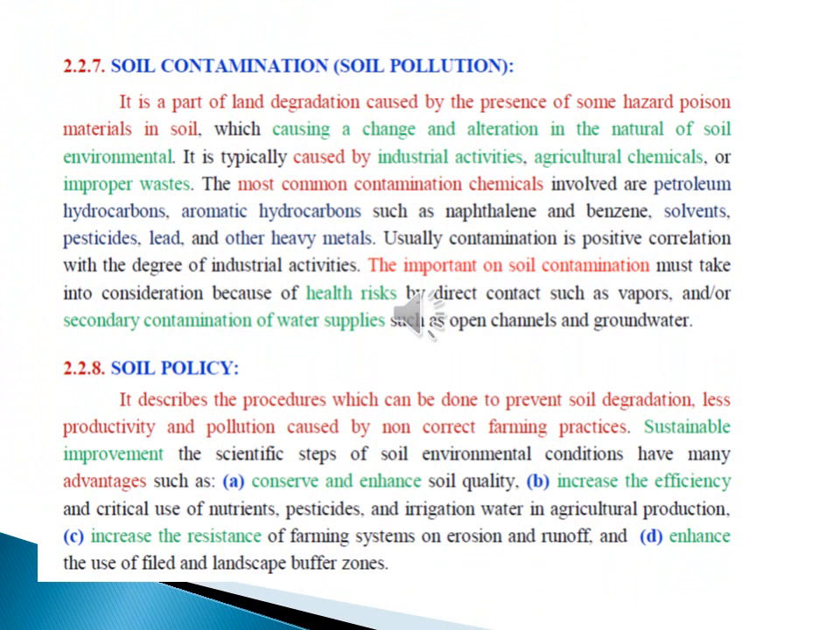Soil contamination is a part of land degradation caused by the presence of some hazardous poisonous materials in soil, which cause a change and alteration in the natural soil environment, while soil porosity describes the procedures which can be done to prevent soil degradation, less productivity, and pollution caused by incorrect farming practices.